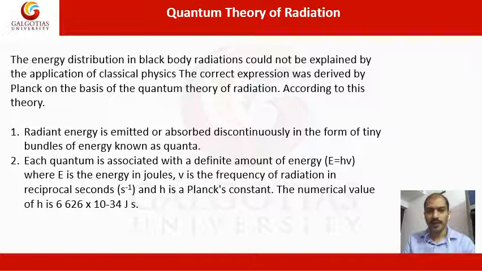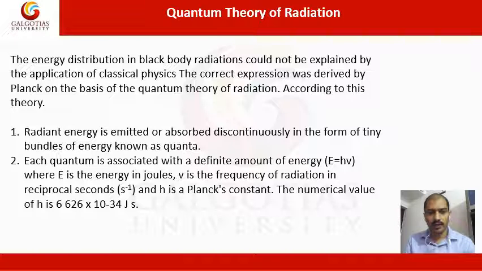and the explanation by Planck, he explained that energy does not come continuously and is always absorbed or emitted in the form of packets, which is generally represented as hν. Each quantum is associated with a definite amount of energy equal to hν, where E is energy, ν is the frequency of radiation in reciprocal seconds, and h is Planck's constant. The value calculated for Planck's constant is 6.626 × 10⁻³⁴ joule second.